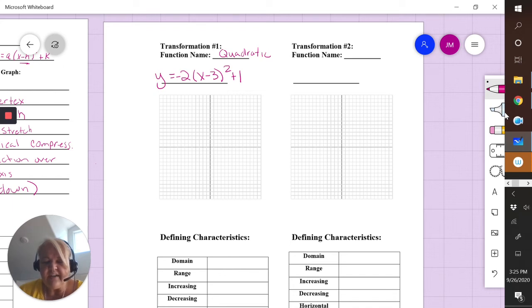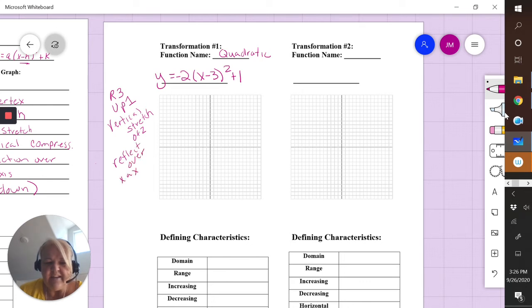The minus 3, what does that do? It makes my graph go right 3 units. Okay, the plus 1 makes my graph go up 1 unit. The 2 makes a vertical stretch of 2. And the negative makes it reflect over the x-axis.